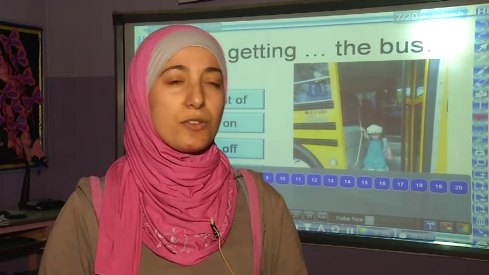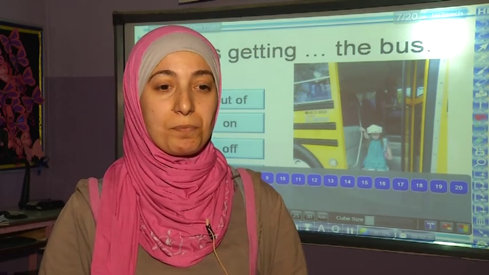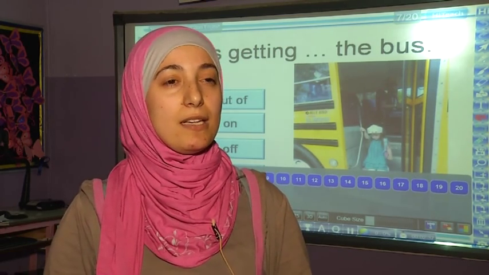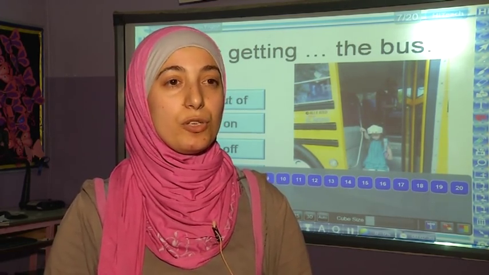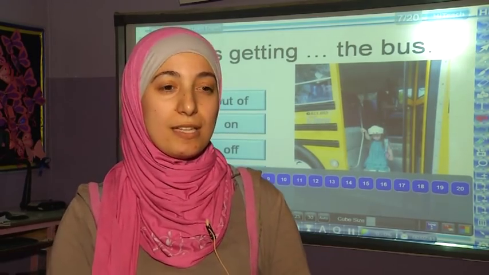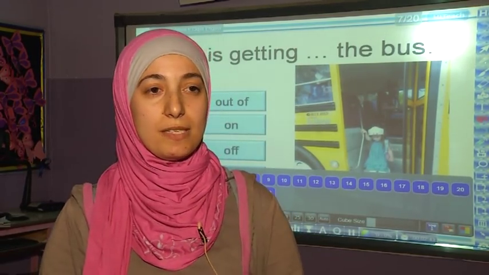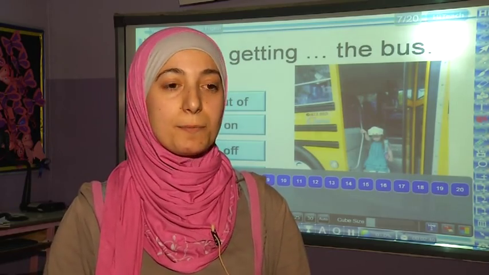Now, there was another tool that I tried, that is the camera. It made it easier for me to avoid scanning and use the camera itself to display a worksheet to the whole class.